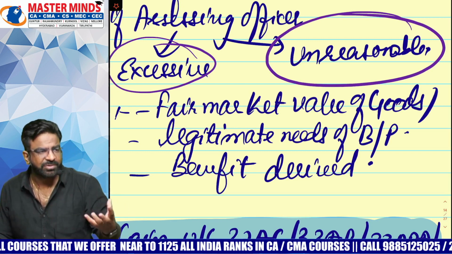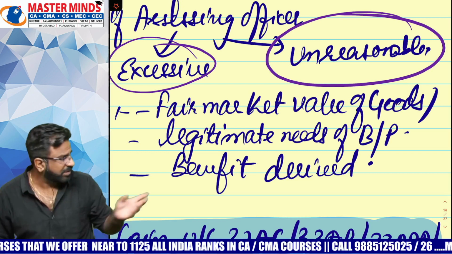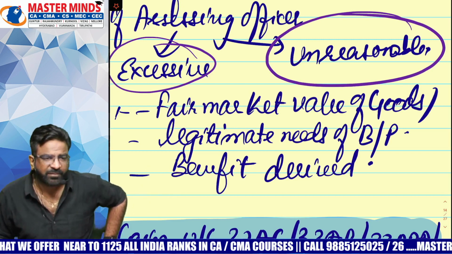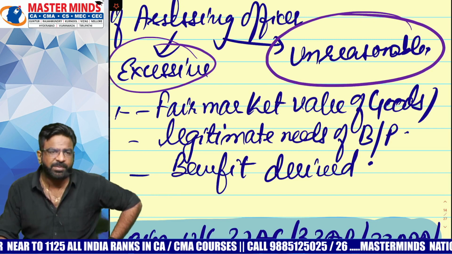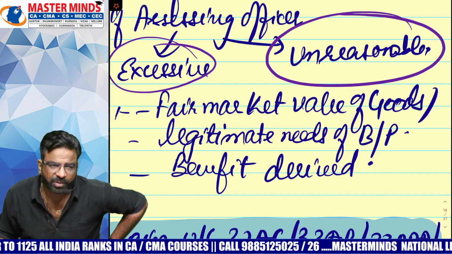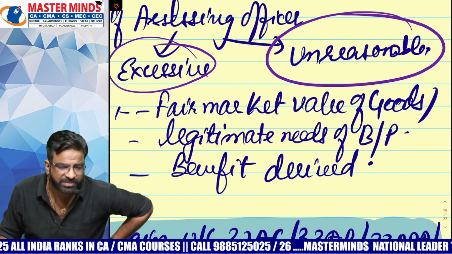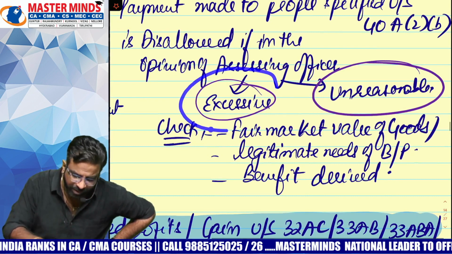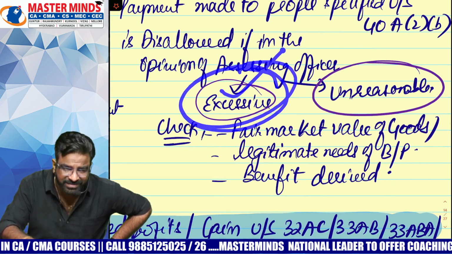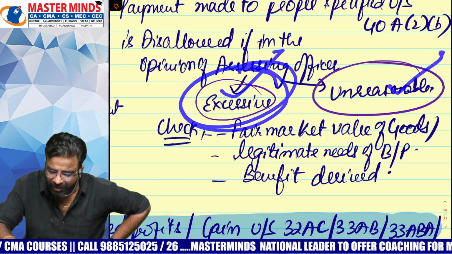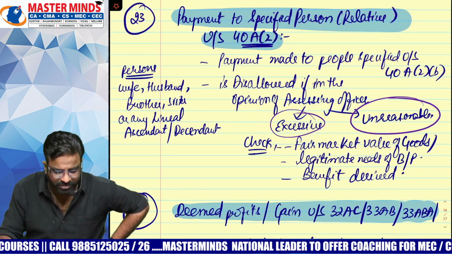It was a genuine need of your business and profession. And what is the third thing? Benefit derived. Unnecessarily, if you are buying things and making the payment, then in that case it is going to get covered under excessive payments. So what are the two things you should avoid while making the payment to the specified people? It should not be excessive and it should not be what? Unreasonable. That is what is written in clause number 23.